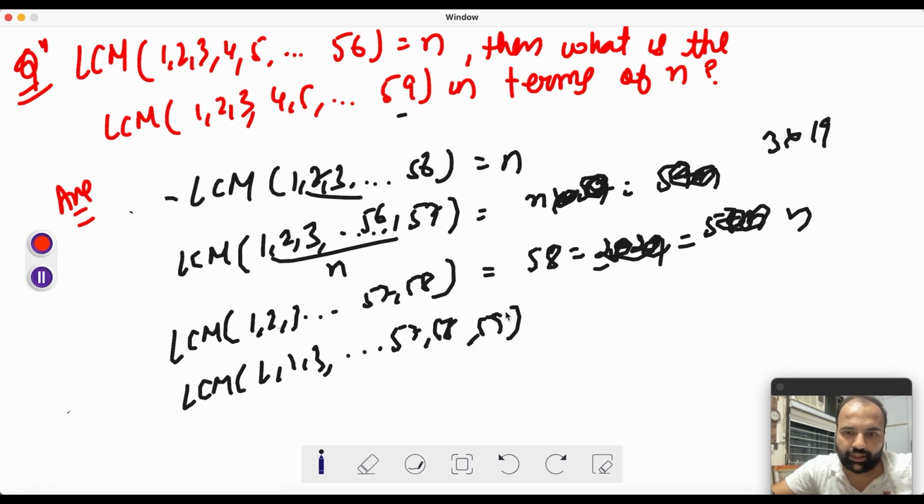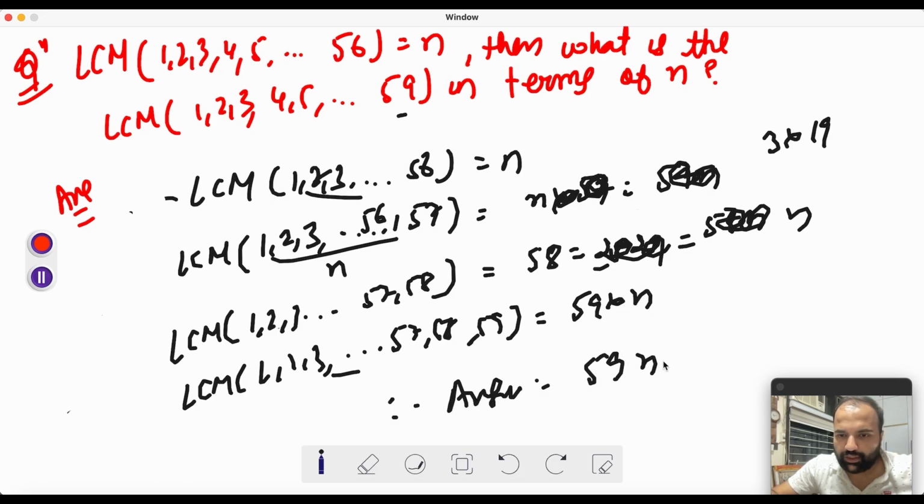Now 59 is a prime number. 59 has never been in this series. So it will be 59 into n. Therefore, the answer would be 59n. Okay, just look at this. We'll do another question. It was a mistake over here.